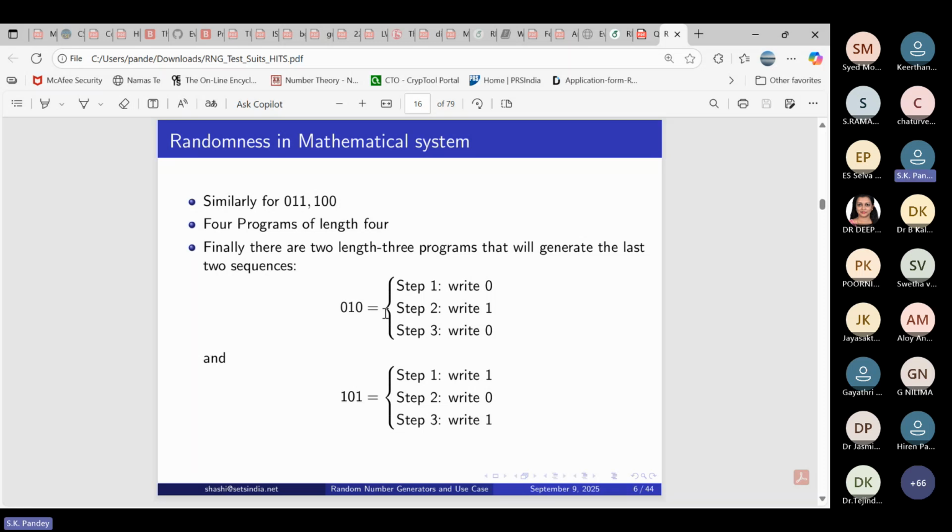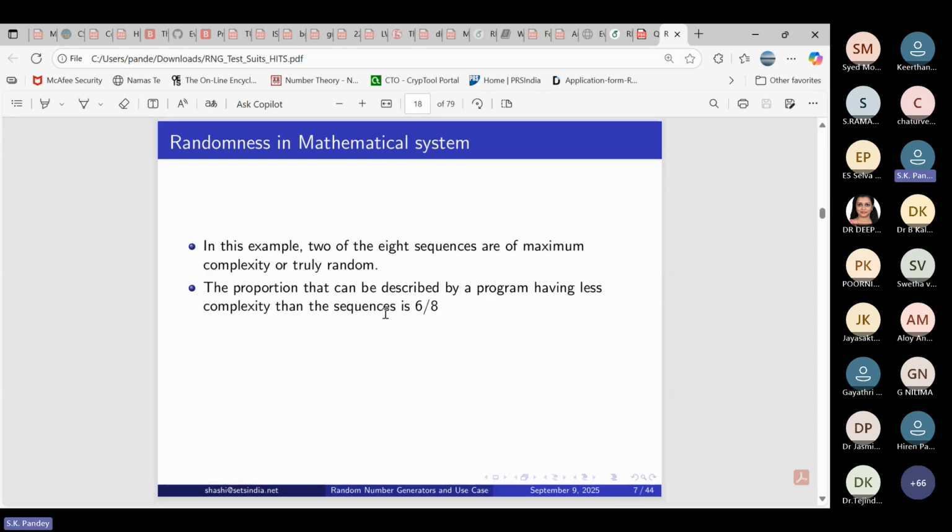So somehow here difficulty is related to the length of those steps. Since the length of the steps is 3 and the length of the sequence is 3, in that case I can tell that these two binaries are more complex than the remaining 6 binaries. So this is one way to see Kolmogorov complexity's work in defining the randomness.